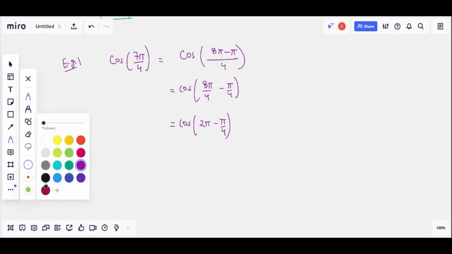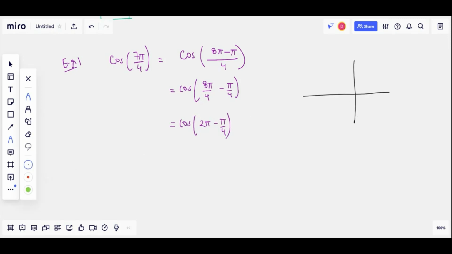Now again, the same process: we make a coordinate system and try to locate 2 pi minus theta. You notice that while I'm working, I'm always considering this as theta and not pi over 4, because I'm interested right now in the sign and not the value.